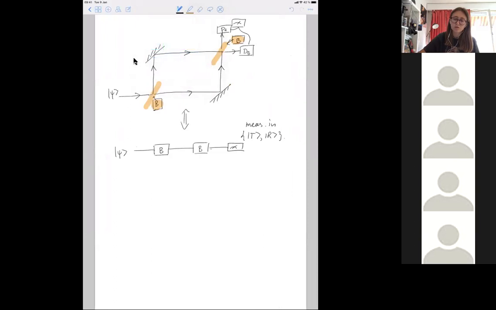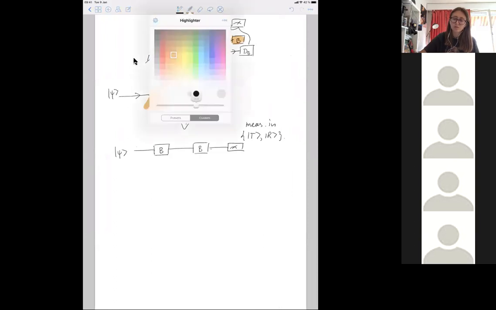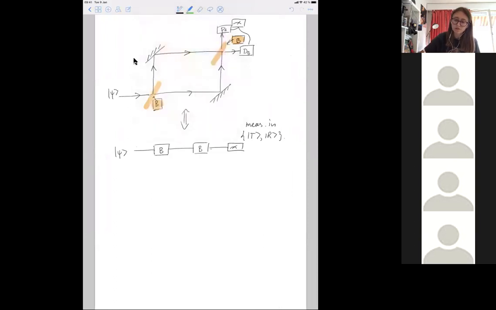So what we do is we introduce a phase shifter on one of the legs. Actually, I don't remember which leg it is in the exercise, but let's suppose here. So this is a phase shifter. Let's call it S.